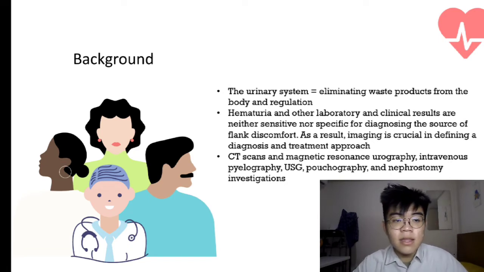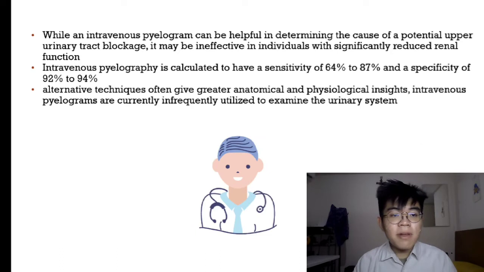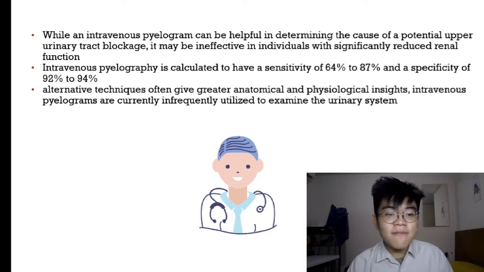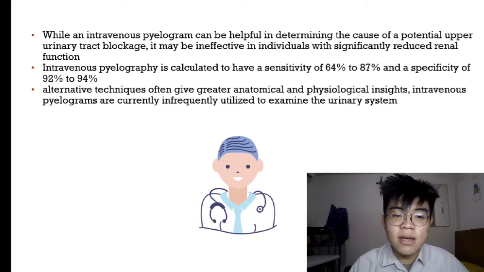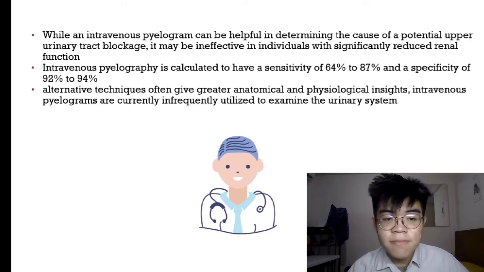Next. The urinary system disorder can be evaluated using many modalities such as CT scans, MRI, IVP, or intravenous pyelography, USG, and many more. In order to diagnose most urinary system disorders, IVP and CT scans are often looked for specific kidney, ureter, and bladder symptoms. While IVP can be helpful in determining upper tract urinary blockage, it may be ineffective in individuals with significantly reduced renal function. They say that the specificity of IVP is 92 to 94%, and the sensitivity 64 to 87%.